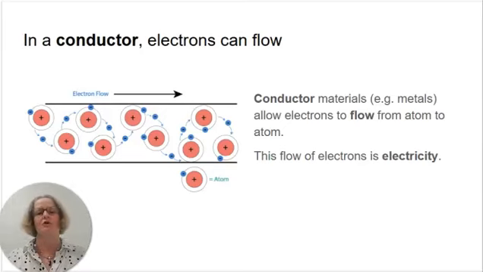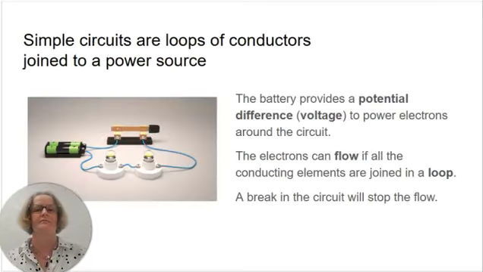Now, you can move electrons from one place to another, and if that place you've moved them to is an insulator, they will not flow. They will stay in place, and we call that electrostatics because there is no flow of electrons. So electricity can only happen when there is a flow of electrons.